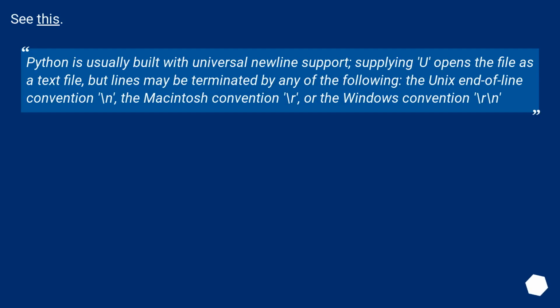See this. Python is usually built with universal newline support, supplying you open the file as a text file, but lines may be terminated by any of the following: the Unix end-of-line convention \n, the Macintosh convention \r, or the Windows convention \r\n.